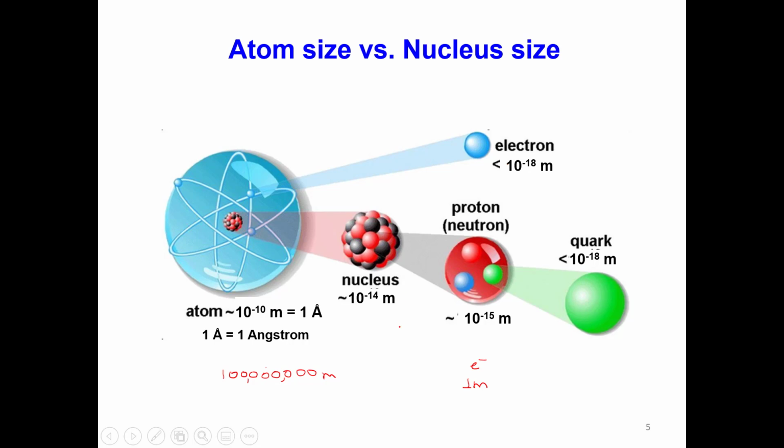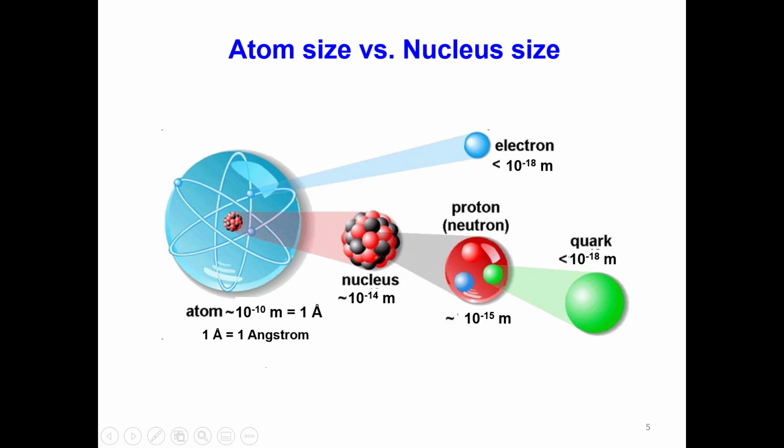And we can see there is a huge difference between the size of the nucleus and the size of the electron compared with the size of the atom. And I just want you to have an idea about the sizes of the different parts of the atom.